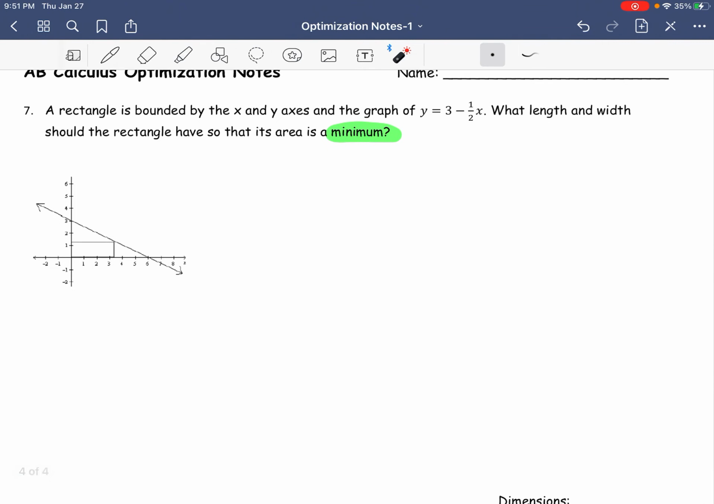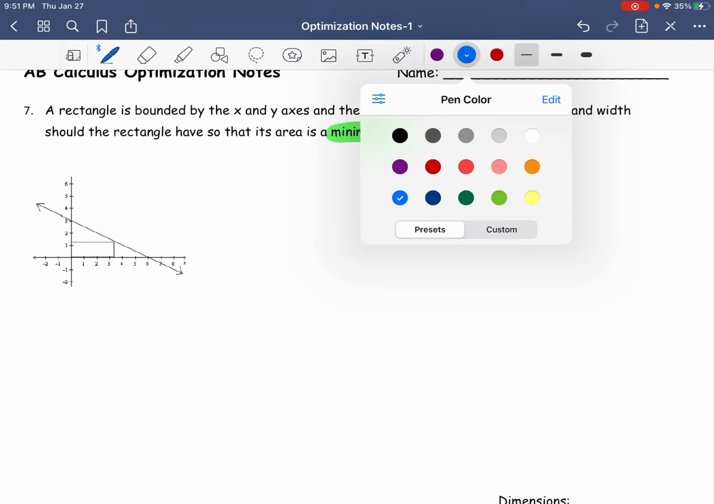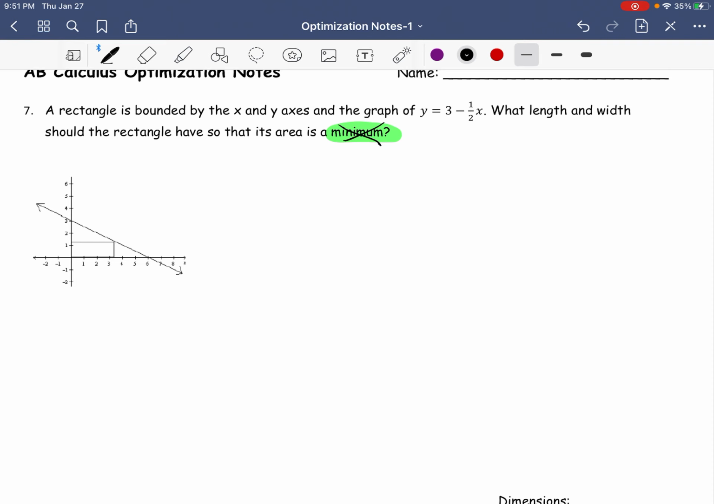Number 7. There is actually a typo on your paper. Could you please change where it says minimum to maximum, and then let's give this a try. It says a rectangle is bounded by the x and the y axis and the graph of y equals 3 minus 1/2 x. What length and width should the rectangle have so that its area is a maximum?